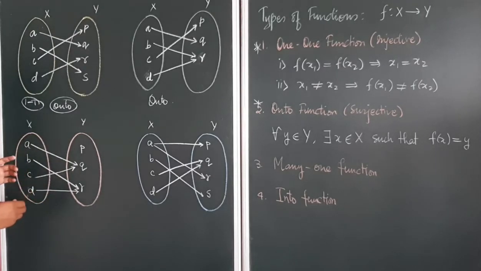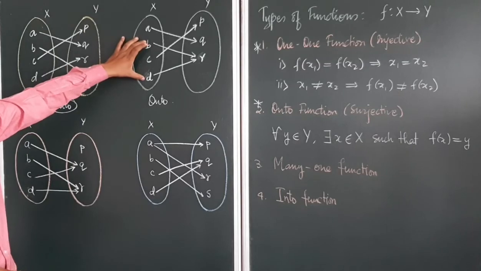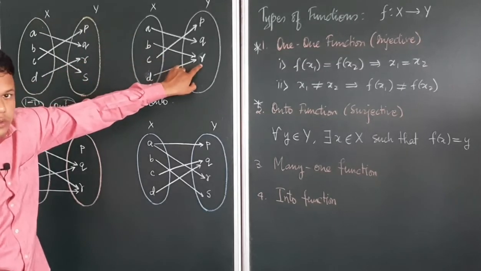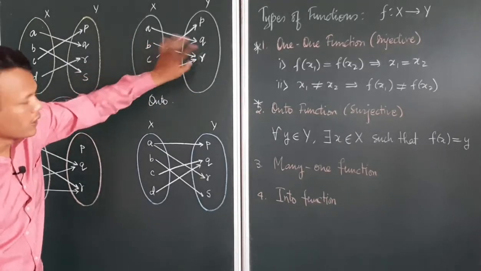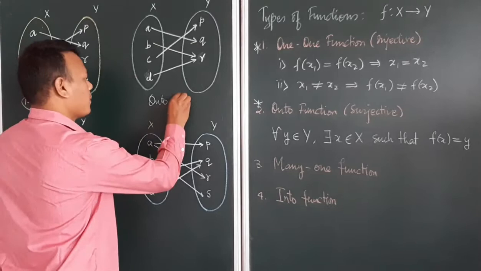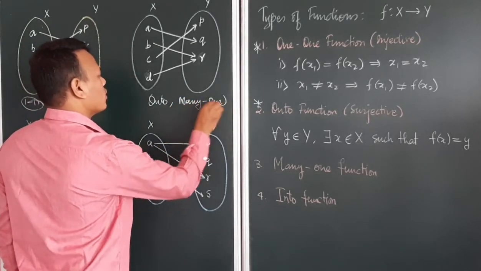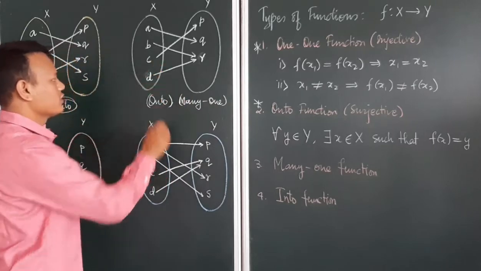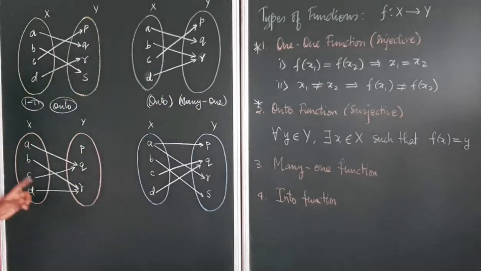So for example, here, let me take this one. Here we see that these two have the same image. Okay, so this kind of function is called many to 1. So this is called many one function. Alright, so this function is onto and many one function. Okay, so this is also many one function.